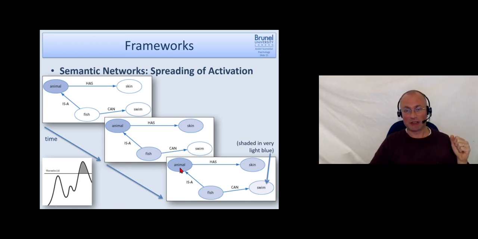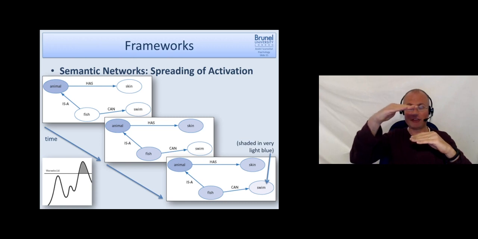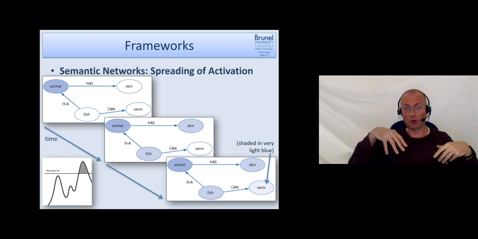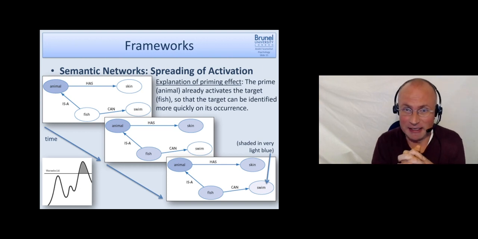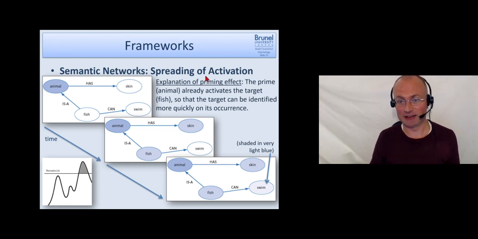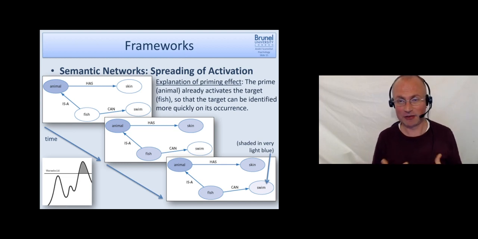And the point is, because we have seen animal before and some of the activation already spread to fish and pre-activated fish, it starts from a higher level. When we now see fish, it reaches this threshold much quicker. So we are faster in identifying, oh, that's a word, that's fish. That's what I just said verbally, on the screen here. So this is how the priming effect in a semantic network can be explained by the concept that activation is spreading from node to node.